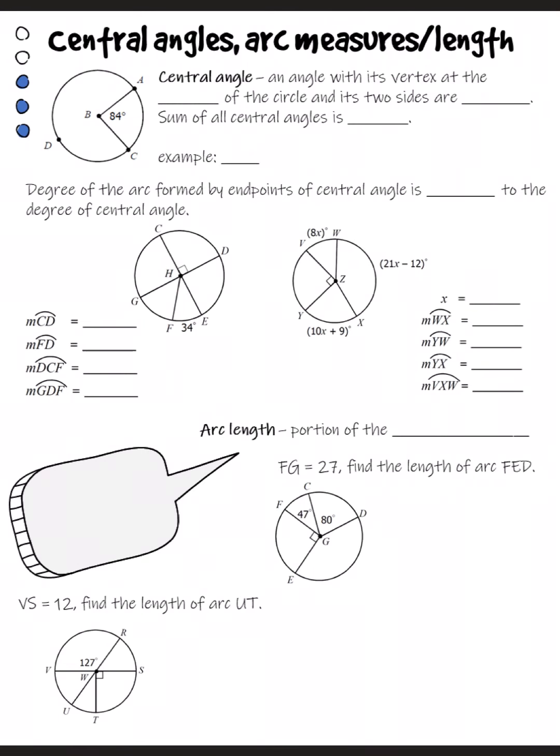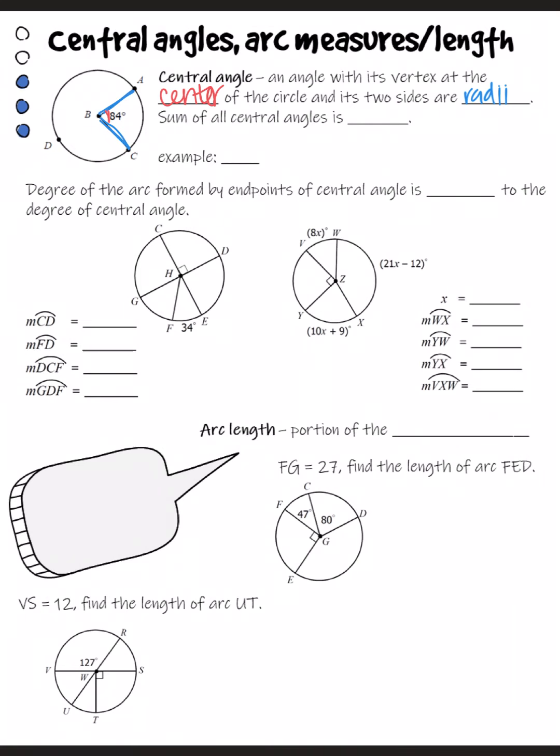Central angles, arc measures, and arc lengths. So let's start with central angles. And remember from our vocabulary, a central angle is an angle with its vertex at the center of the circle, and its two sides are radii. Radii is just the plural of radius, because we need two sides to make an angle, right?